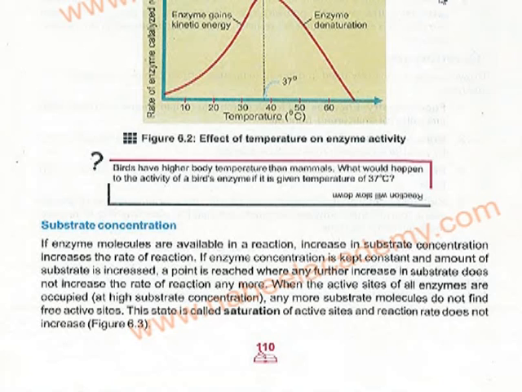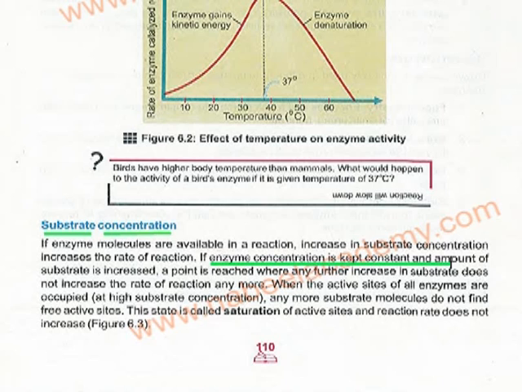Next is substrate concentration. The factors which affect the enzyme activity: number one was temperature, number two is substrate concentration. Substrate means anything on which the enzyme is going to act, and concentration means quantity. So the quantity of any substance on which the enzyme is going to act is known as the substrate concentration. If the enzyme molecules are available in a reaction and we increase the substrate concentration, what happens as a result?